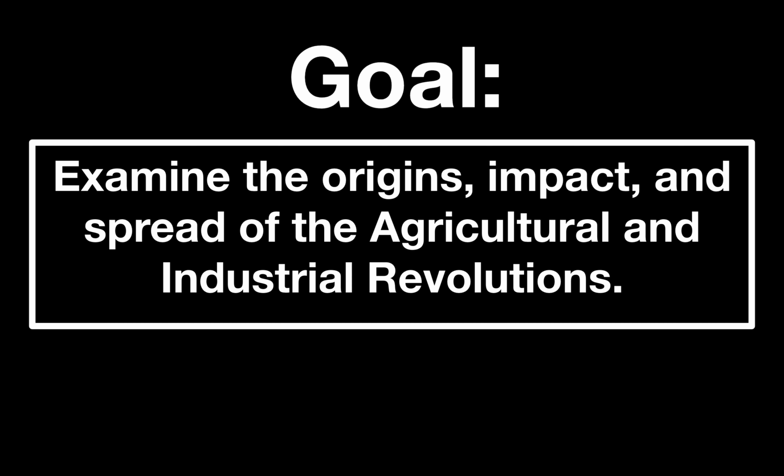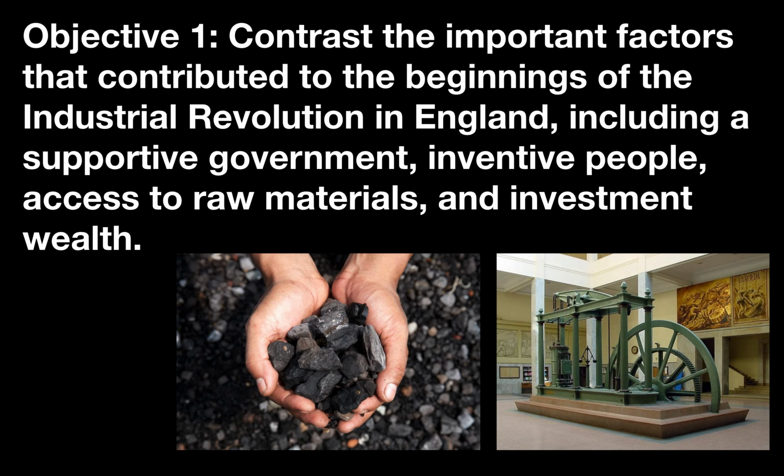So today we're going to examine the origins, impact, and spread of the agricultural and industrial revolutions. So we have to ask the question, where did the industrial revolution start and why? So objective one, we're going to contrast the important factors that contributed to the beginnings of the industrial revolution in England, including a supportive government, inventive people, access to raw materials, and investment wealth.